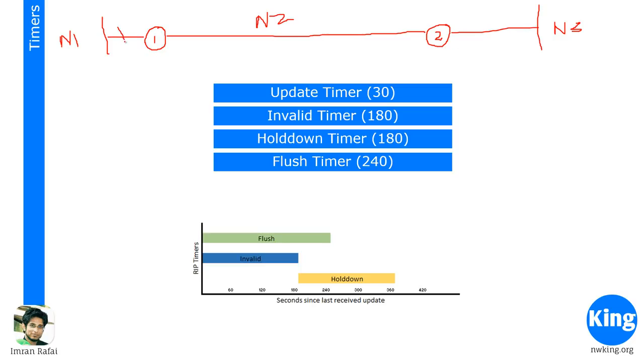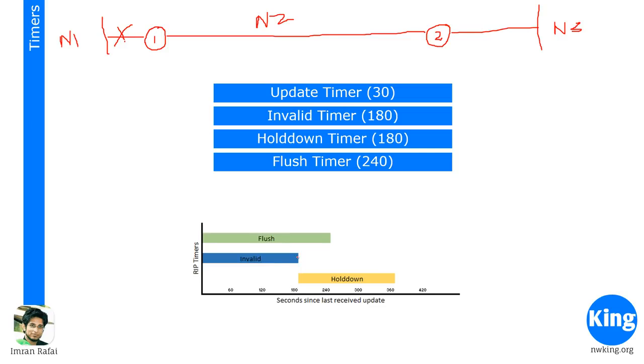Now let's say for some reason this link breaks. Router 1 does not know anything about network 1 anymore. So the next time router 1 updates router 2, it only tells about network 2. Router 2 says, okay, I did not get any update about network 1, so I'm going to put it in the invalid timer. So the invalid timer starts, for 180 seconds.